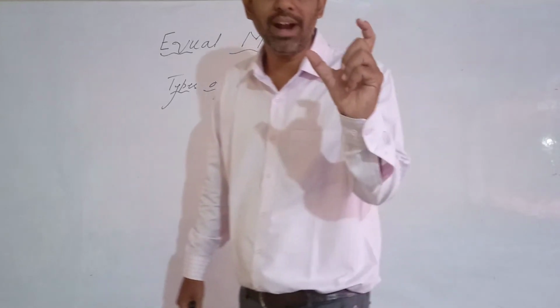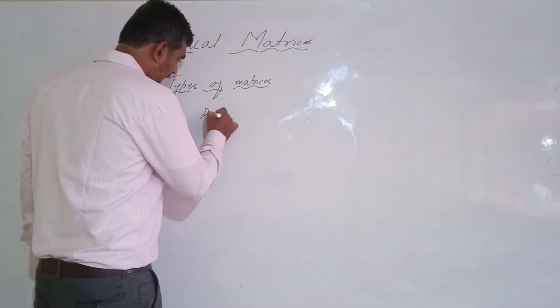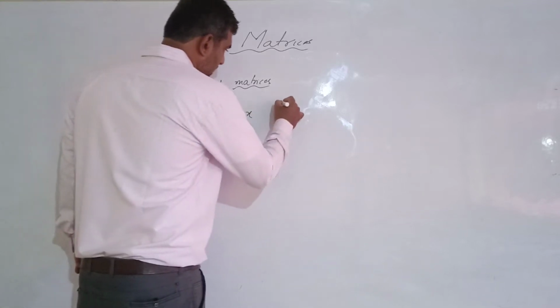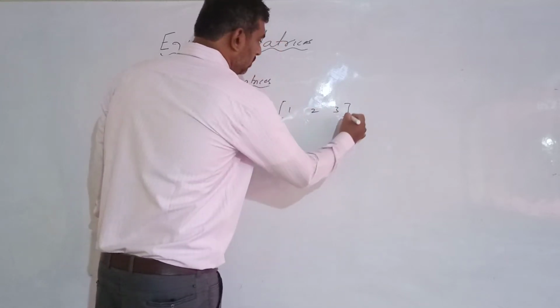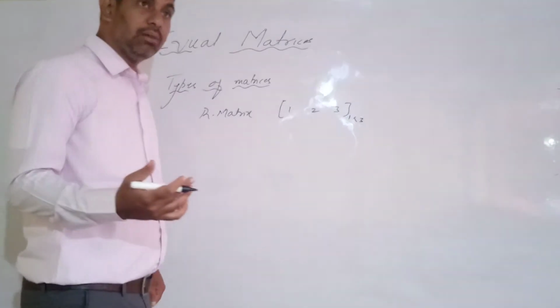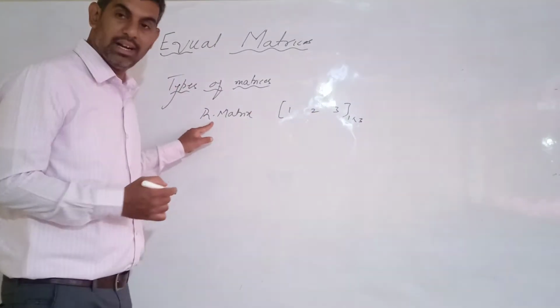We have seen row matrix. I'll write in short. A matrix with only one row. How many columns are there? It doesn't matter. But there should be only one row; that is called a row matrix.